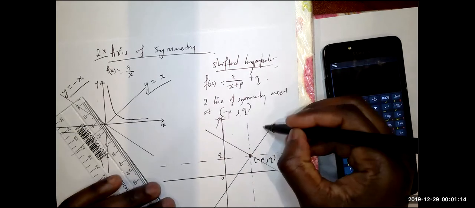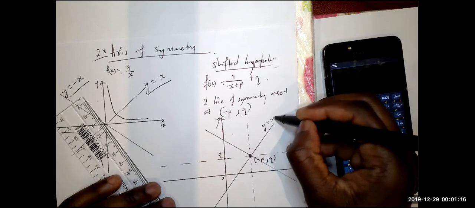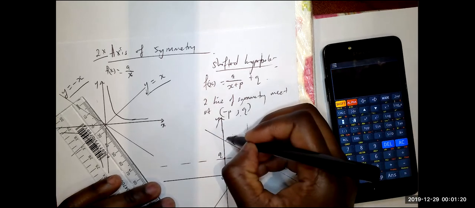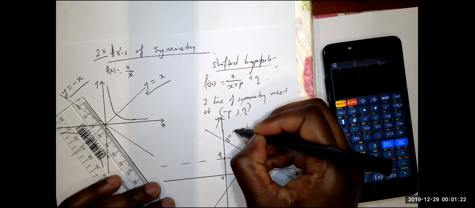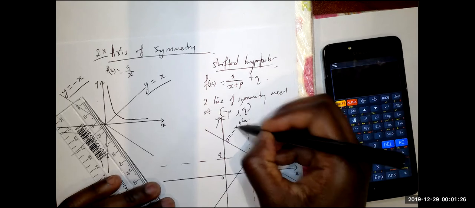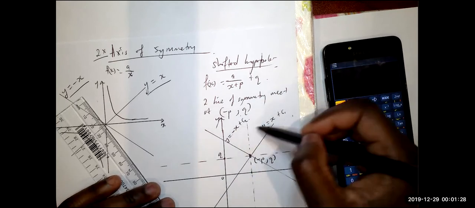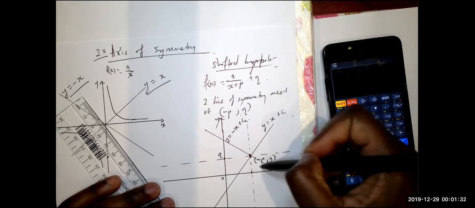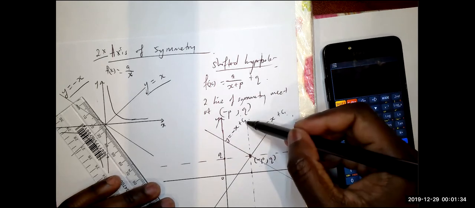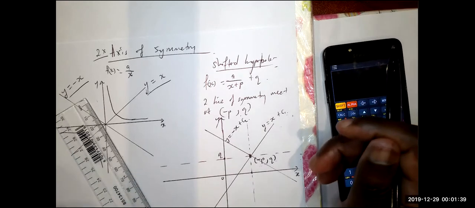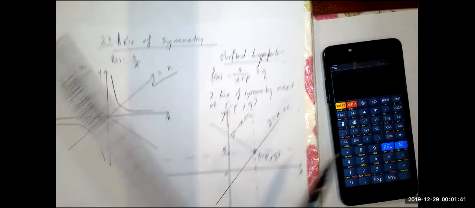Okay, this one is y equals x plus c1, and this one is y equals negative x plus c2. So in this case, you just need to substitute the coordinates that you get here. You substitute there to get the c2 and the c1. Okay, that's what you're supposed to do. I'm just going to show you an example there.